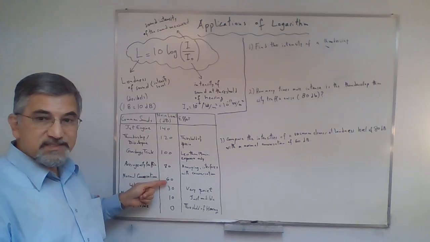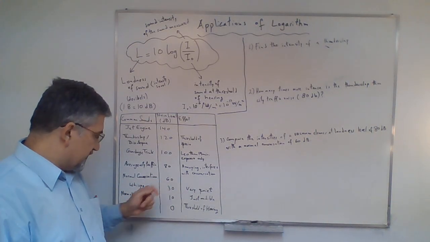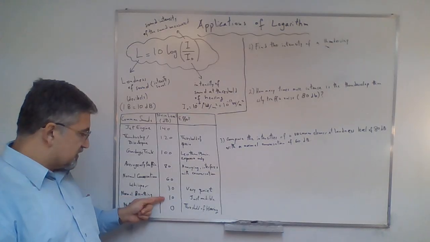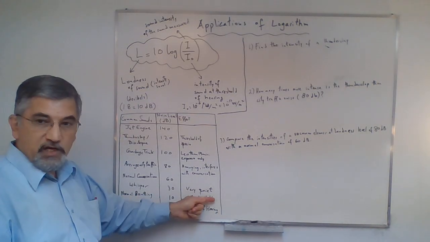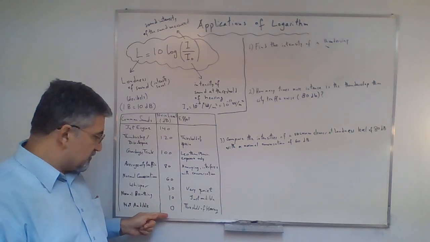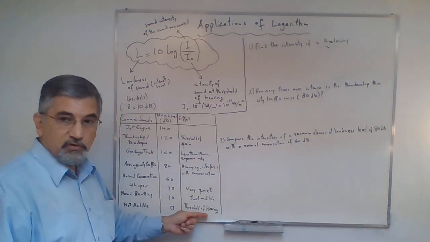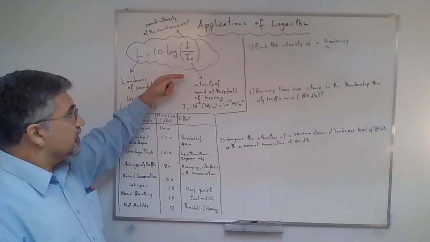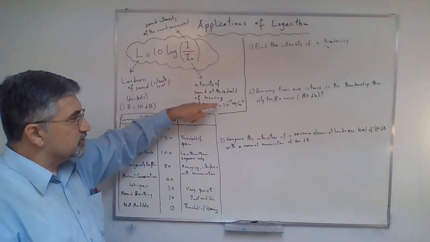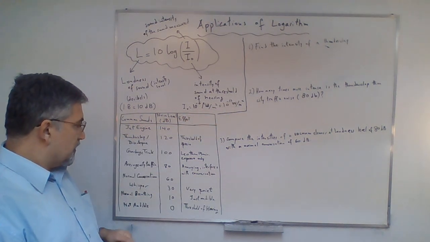Normal conversation is 60 decibels. Whisper is 30 decibels. It's very quiet. Normal breathing is 10 decibels. It's just audible. And if the noise level is like 0 decibels, it means that the sound is not audible. And that is called the threshold of hearing, whose sound intensity, as I mentioned earlier, is 10 to the exponent of negative 12 watt per square meter.